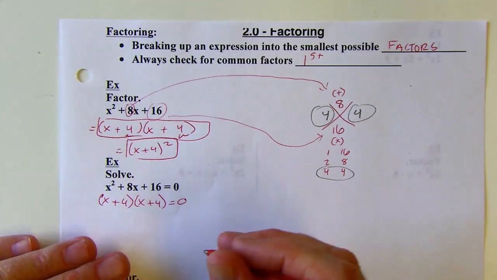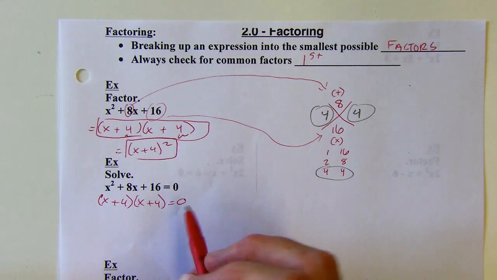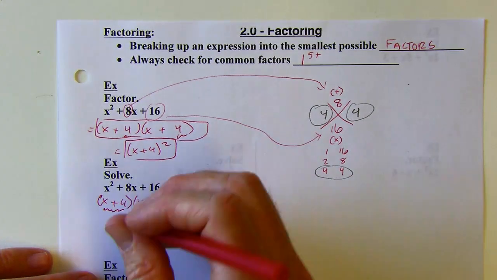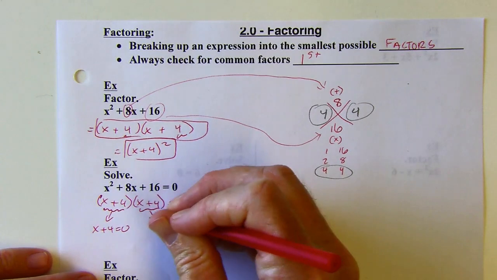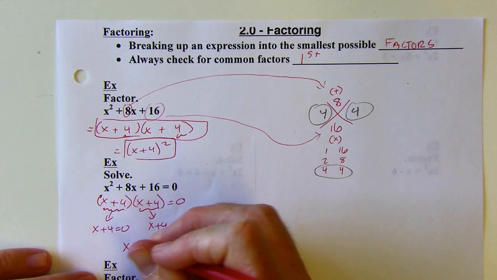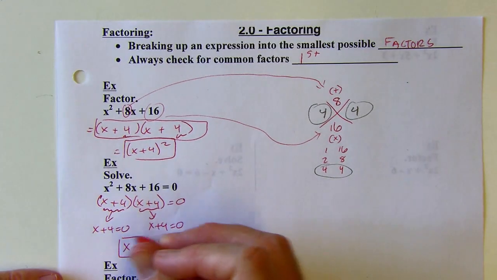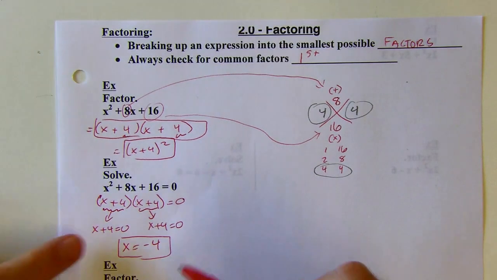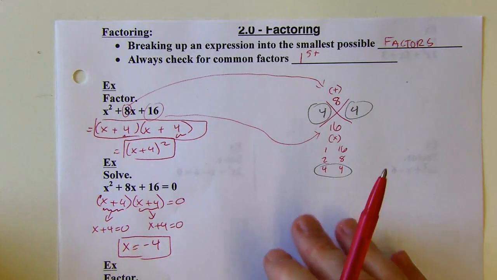So since this is equal to 0, the awesome thing about factoring is that it allows you to write two different equations. I know something times something else equals 0. So the zero product property tells me that one of these factors has to equal 0. Either this equals 0 or this equals 0. And both of those, when I solve those, I get the same thing. So I get -4. You don't have to write it twice, but it is actually a double root. We'll get to that later, but I can just write x equals -4. That's the x value that's going to solve that equation.